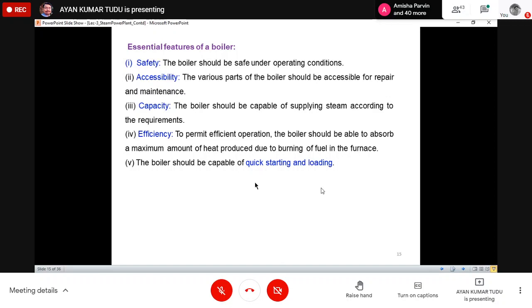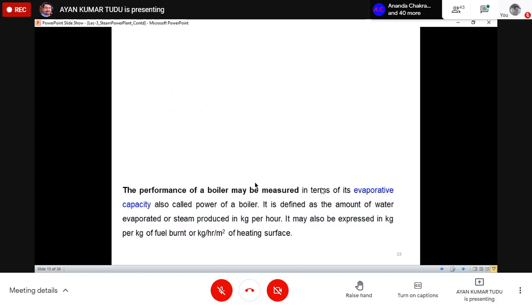The performance of a boiler is measured in terms of its evaporative capacity, also called the power of a boiler. As you can see, it is defined as the amount of water evaporated or steam produced in kg per hour. It is expressed in kg per kg of fuel burnt or kg per hour per meter square of heating surface.